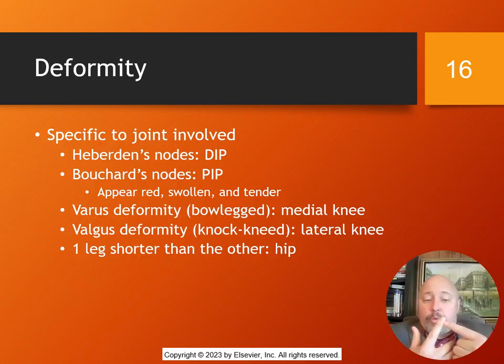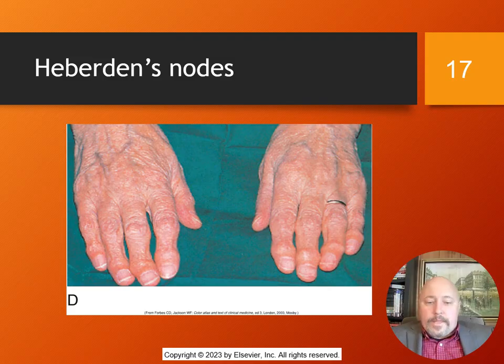A Heberden node would be in that upper joint, whereas a Bouchard is going to be down in the middle joint of the finger. Valgus deformities, including bow-legged or knock-kneed, with one leg shorter than the other in the case of deformities of the hip. Here's a picture of those Heberden nodes, up there in the distal joint of the finger, where if they were down in the middle joint of the finger, they would be called Bouchard's nodes.